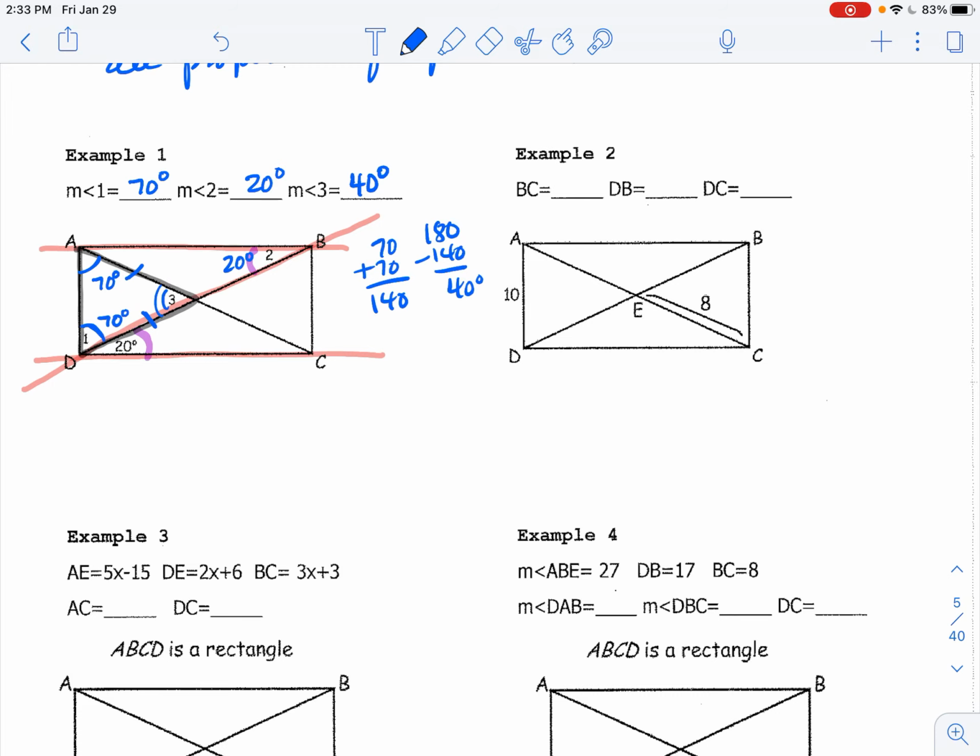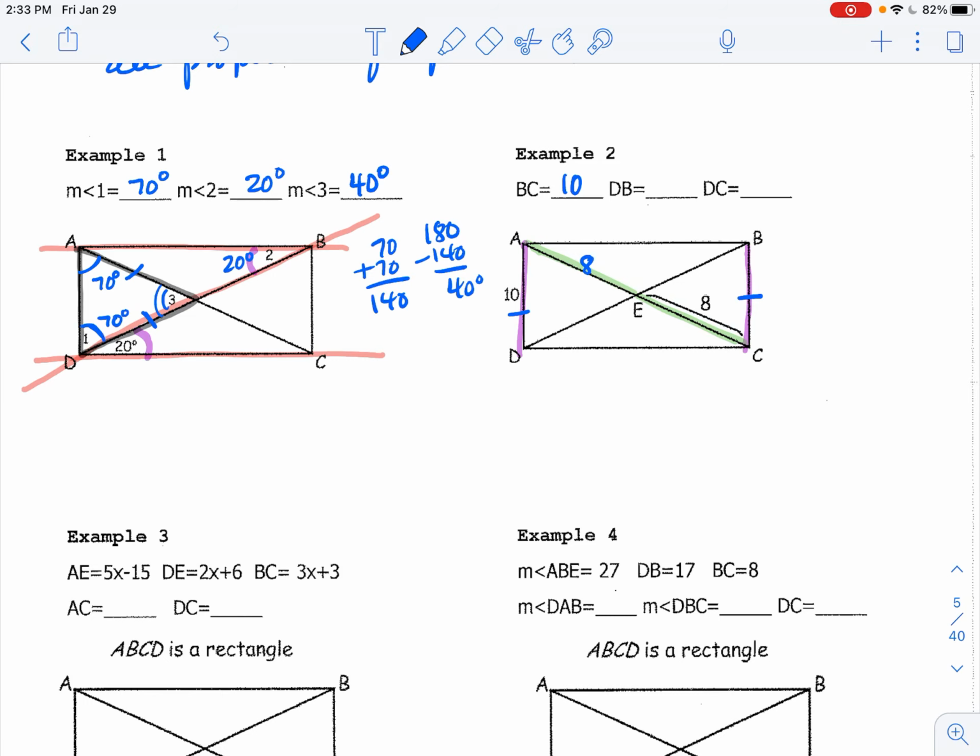In example 2, we want to find out what BC is. All right, so let's see. Well, I'm given that AD is 10. In a rectangle, these sides are congruent. So 10 is equal to BC. Now I want to find out what DB is. Okay, so diagonals are congruent and they bisect each other. So if this segment here is 8, then this segment here is also 8.